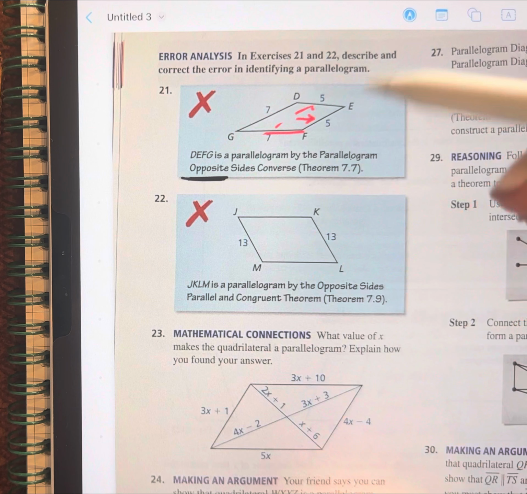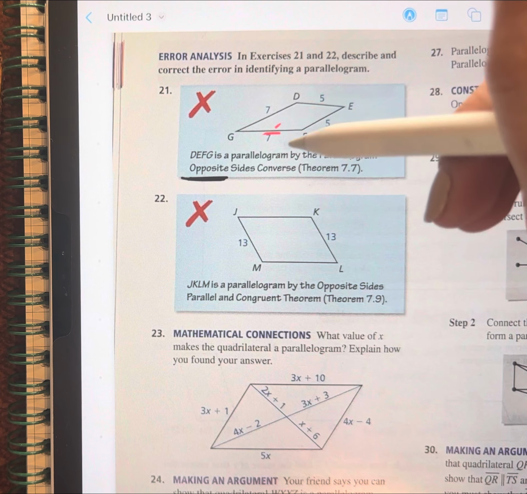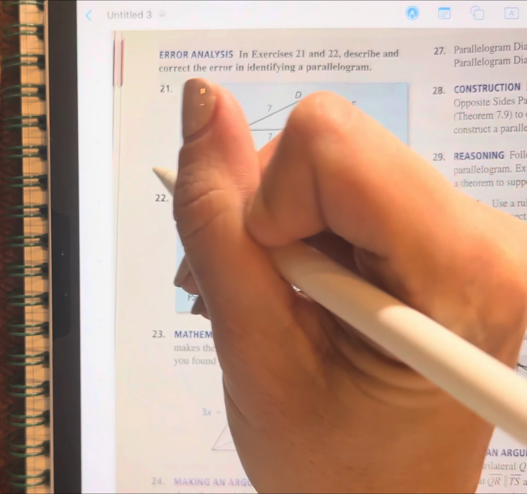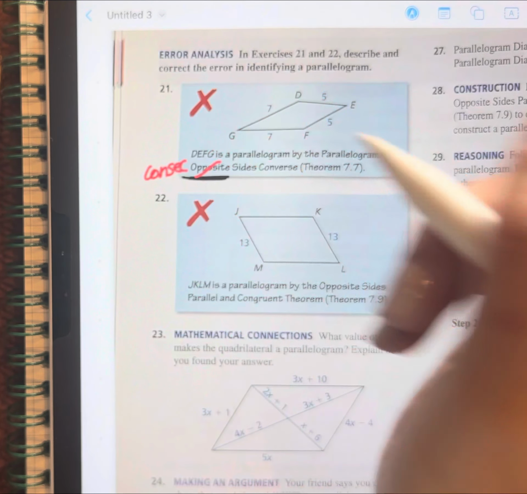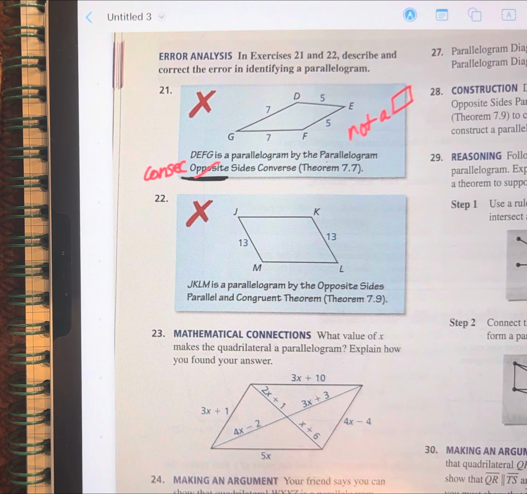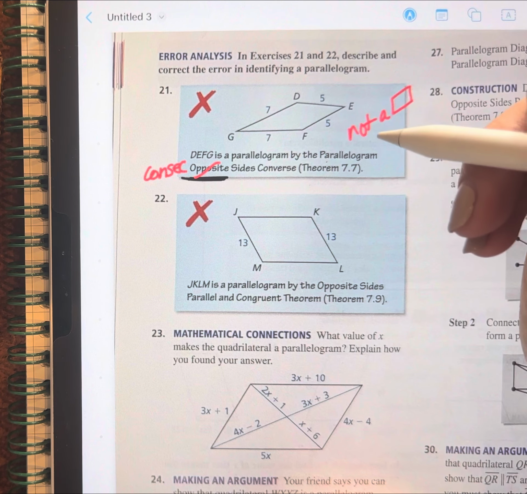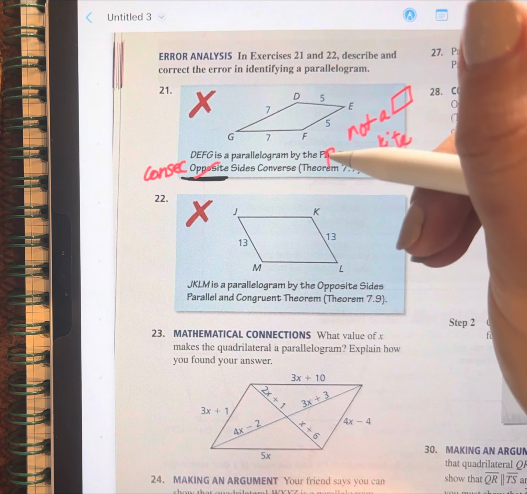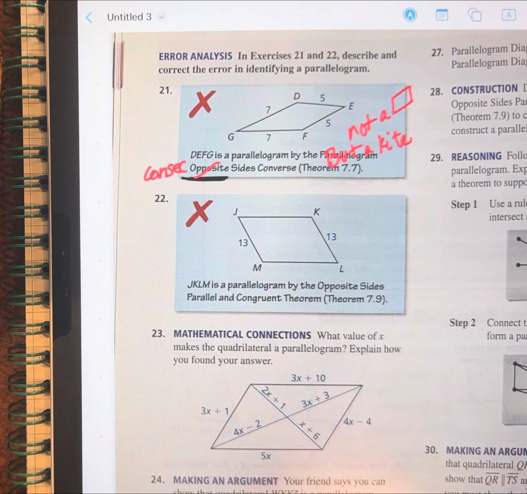In this problem, we unfortunately have, these are consecutive sides. So this is not a parallelogram. We'll learn later, but what this actually is a kite. Kites are cool. Okay.